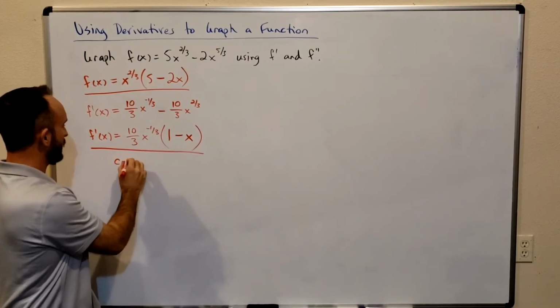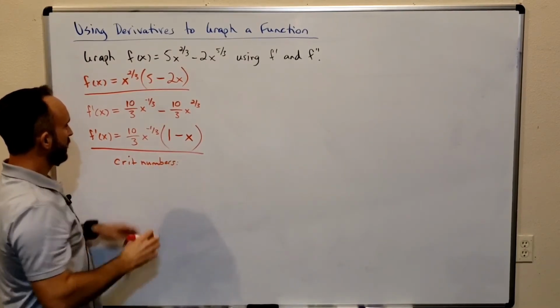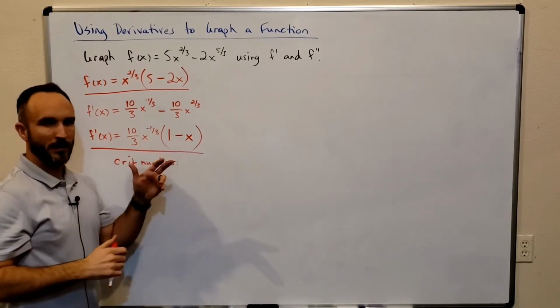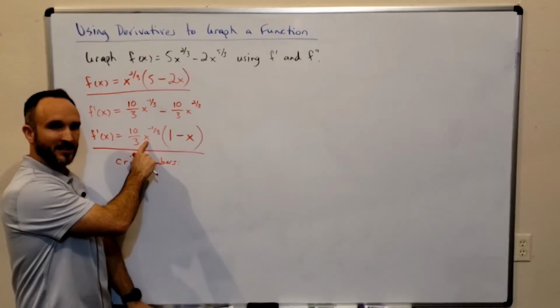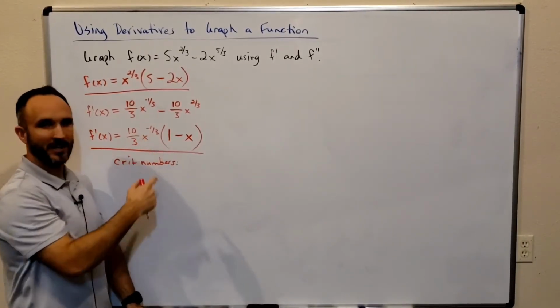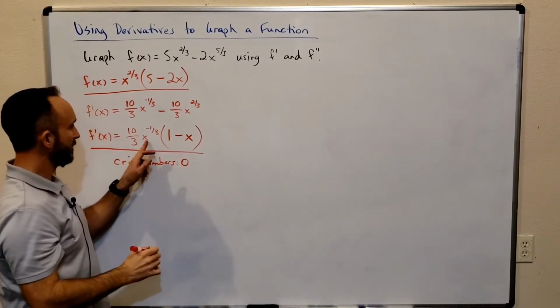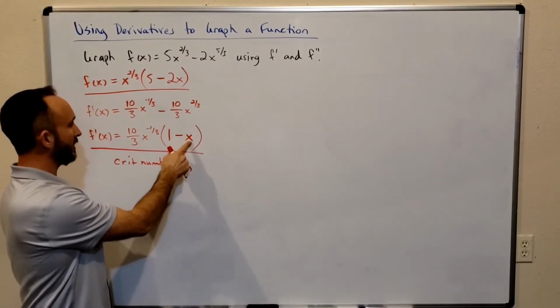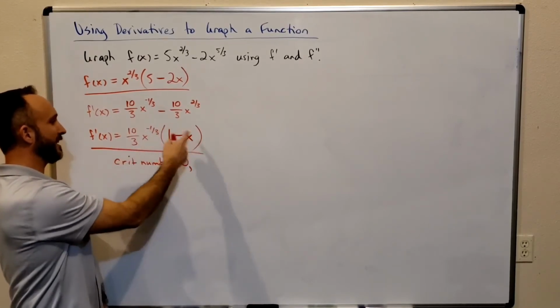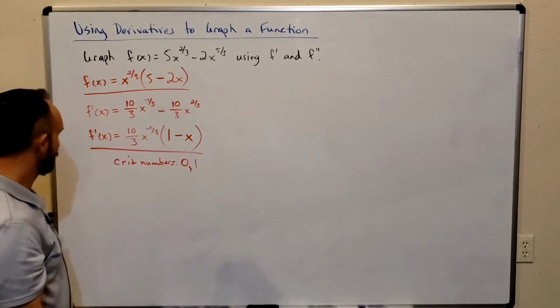And we can find the critical numbers for this. The critical numbers are going to be what make it undefined, which here we're dividing by x to the positive 1/3. A negative exponent is the same as division. So 0 is a critical number there because we'd be dividing by 0. And if x is 1, this would be 0, making the entire derivative 0. So those are our critical numbers for f prime.